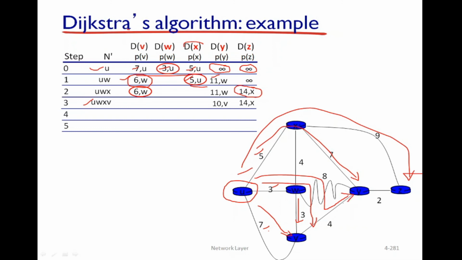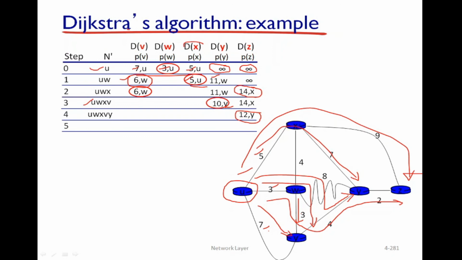This will be the minimum cost between u and y, 10 comma v. Then we consider the minimum, that is v, in the next iteration. Then the cost for z becomes 12, because we can check the path from u to z. This path is the minimum cost to reach z from u, that is 12. So we consider that as the minimum cost between u and z.